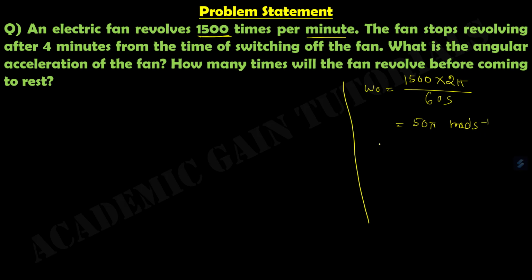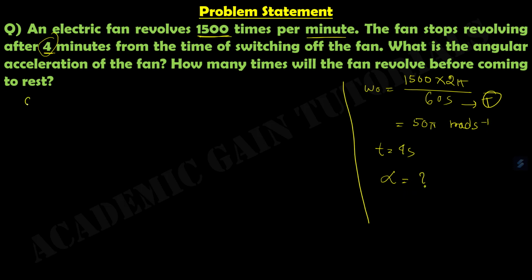Here our time t is when the fan stops revolving. The fan stops revolving after 4 minutes from the time of switching off. So when I switch off the fan, it revolves for 4 minutes from that time. So our time t is given as 4 minutes, and this time is our time period, capital T. And another piece of information: what do we have to find out? First of all, we have to find out the angular acceleration of the fan.